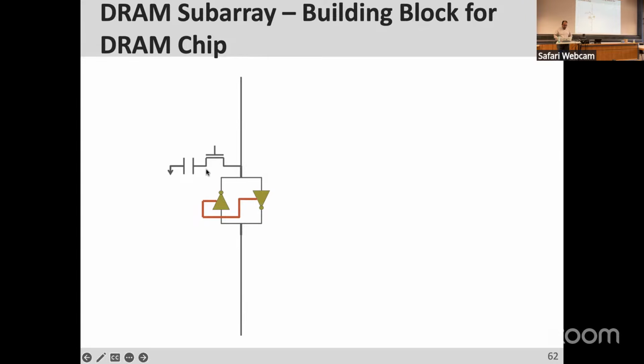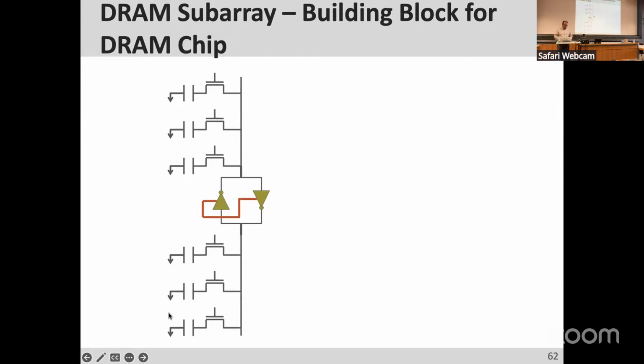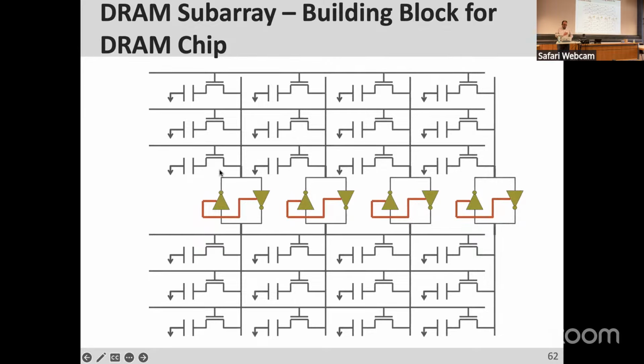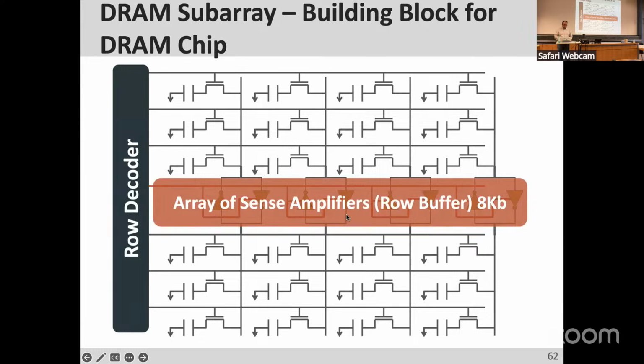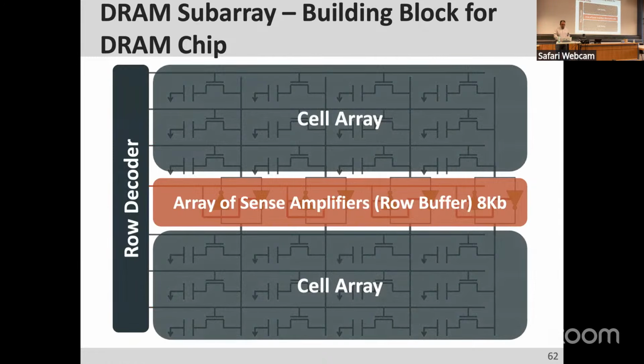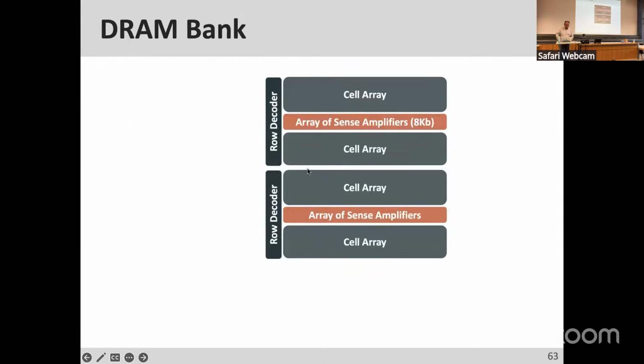Okay, so we have the DRAM subarray, which is the building block for a DRAM chip. Here is our sense amplifier, and there are several cells sharing the same bit line. With that, we can organize a subarray, and you can also add more columns to it. So you have several rows and columns in your subarray. Here we are showing one subarray. For this, you also have a row decoder, and an array of sense amplifiers, which is your row buffer. For example, it can be 8 kilobits. Several subarrays organize a DRAM bank.